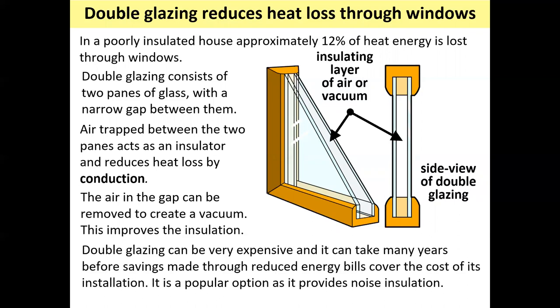Now, double glazing can be really expensive, and it can take many years before you actually make any savings through reduced energy bills, because it's going to take many years to cover the cost of that installation. It is a popular option though, and there's mainly two reasons for that. One is that double glazing provides noise insulation. So if you've got a busy street or a busy road outside your house, then double glazing can prevent a lot of noise entering your home. The other reason why people have new windows fitted is because it's what's known as aesthetically pleasing. New windows make a house look more attractive.